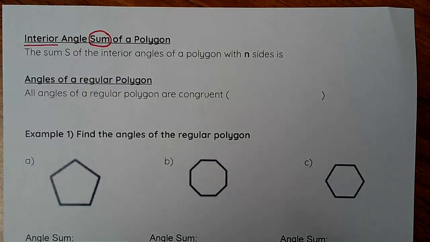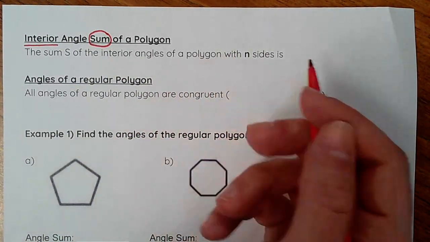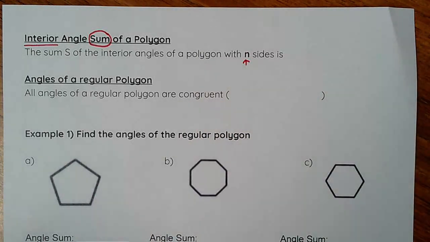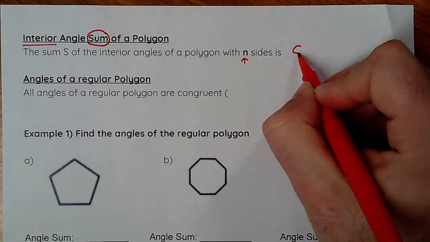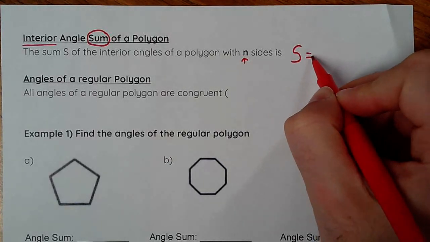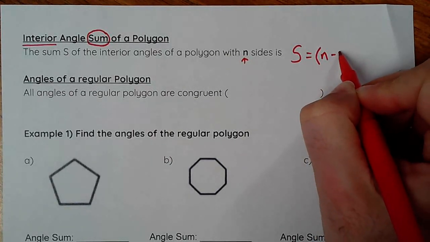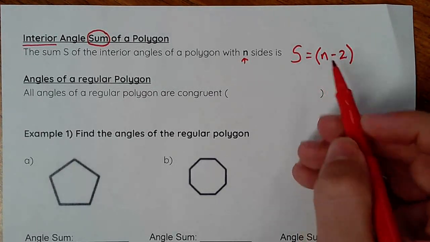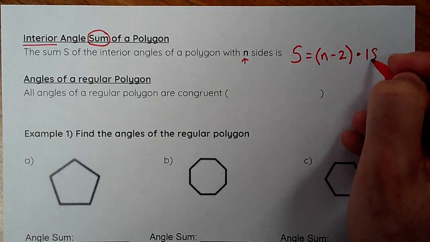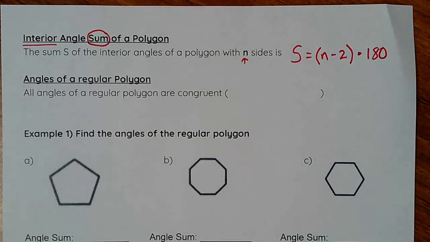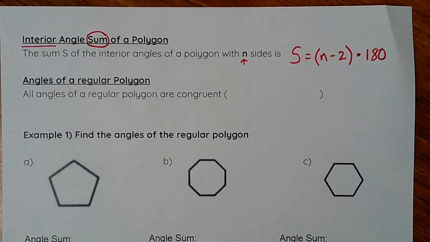So the sum S of the interior angles of a polygon with n sides. N is a variable, so whatever number of sides it has, that's what we would replace the n with. So for example, in a triangle, n would be 3. For a square, n would be 4 because it has 4 sides. So the sum, what those angles add up to, is going to be equal to n minus 2. So we take the number of sides and subtract 2 from it. We take that value and multiply it by 180. And this will tell us how many degrees the inside angles add up to.